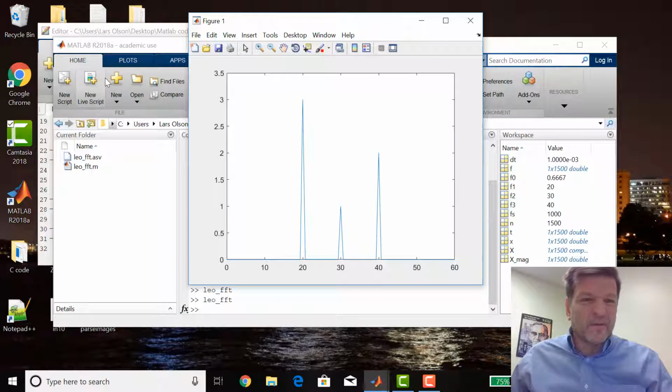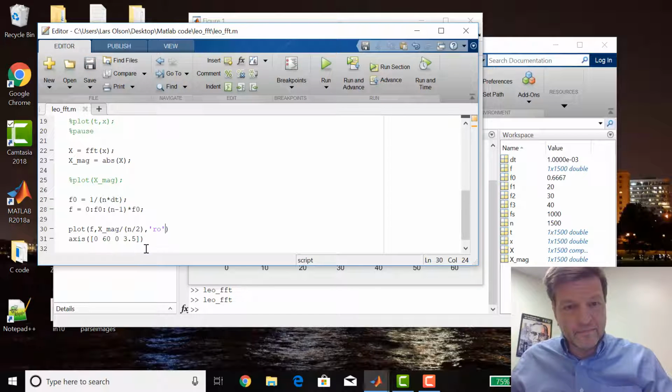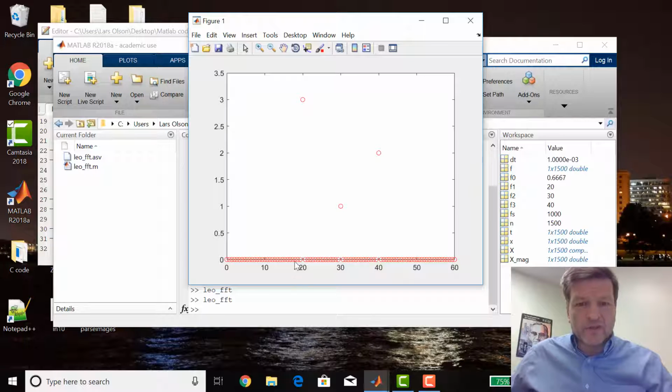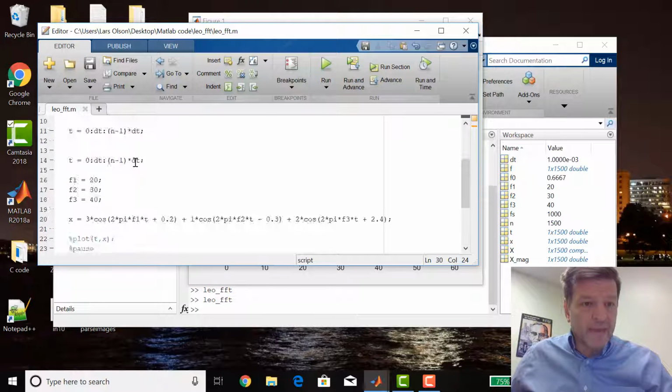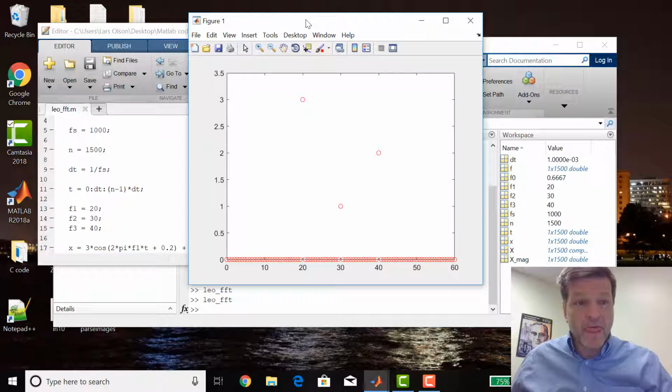And lo and behold, oh, and I want to make them points because it's points here. So let's go red circles. And lo and behold, at 20 hertz, we have 3. At 30 hertz, we have 1. And at 40 hertz, we have 2, which corresponds exactly to the made-up signal here. 3, 1, and 2. The magnitudes of these various sine waves and the frequencies are right too.